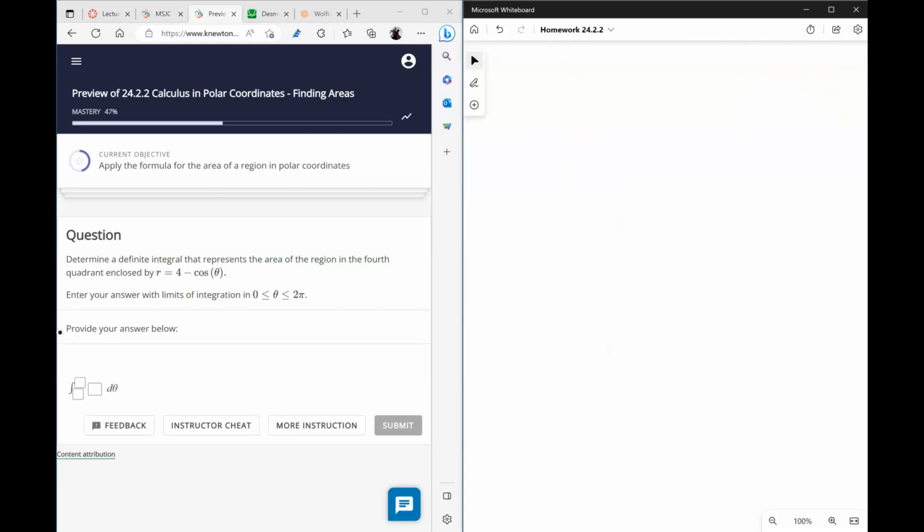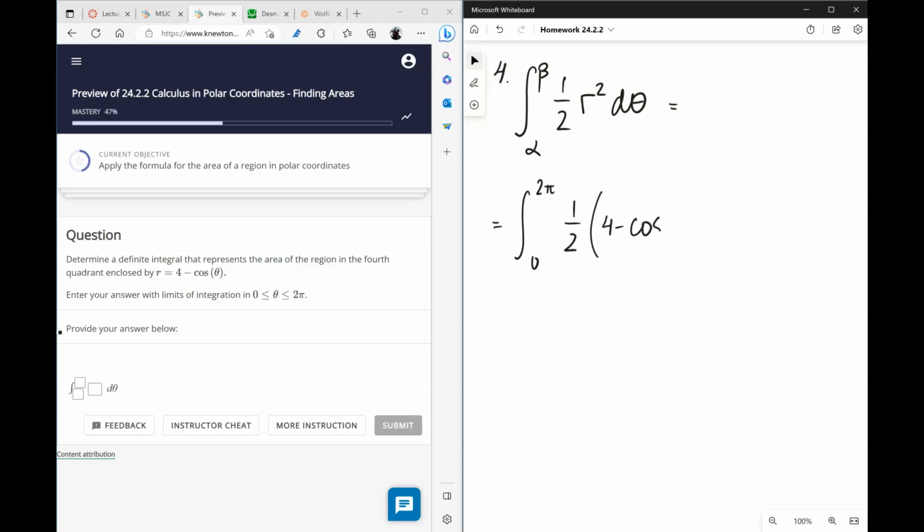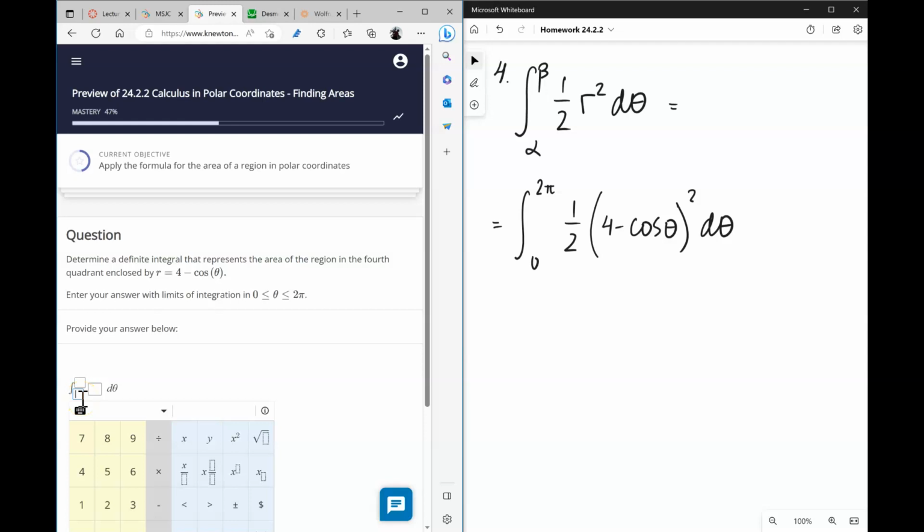Another similar problem. We're going to have an integral from alpha to beta of 1/2 r squared d theta. And in our case, alpha is 0, beta is 2 pi, and r is just 4 minus cosine theta squared d theta. So that's the integral. Normally we would plug it into Wolfram Alpha or Desmos. In this case, we just type the answer. So 1/2 something squared and that something is 4 minus cosine theta.